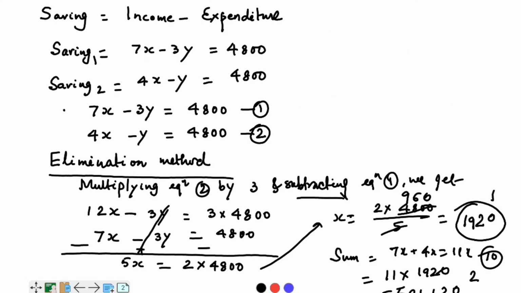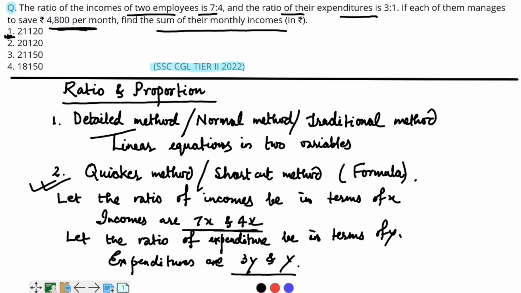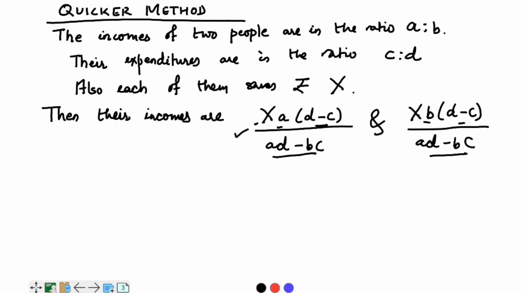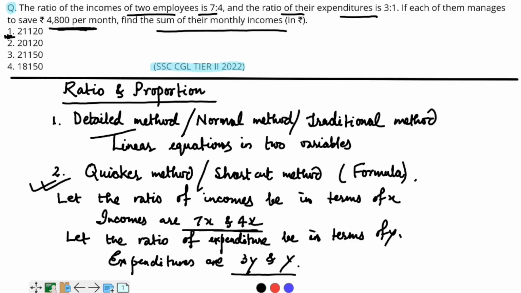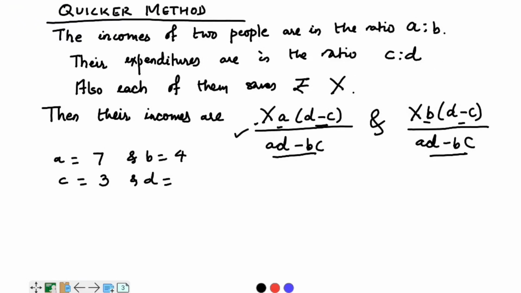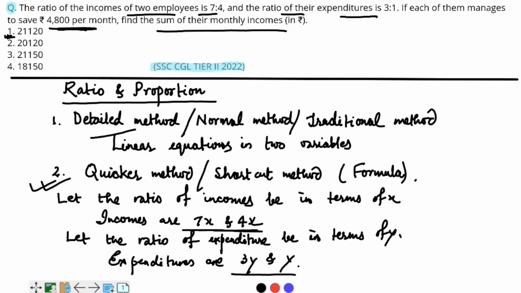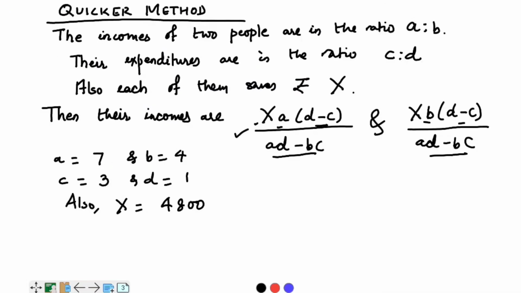For this question, what is A, B, C and D? 7:4, 3:1. So here A is equal to how much? A is to B is the income of the two people. So A is to B are basically 7:4. A is equal to 7 and B equal to 4. Now what is C and what is D? These are the expenditures, 3:1. So basically C equal to 3, D equal to 1. Also, what is our X, the saving? It is 4,800.